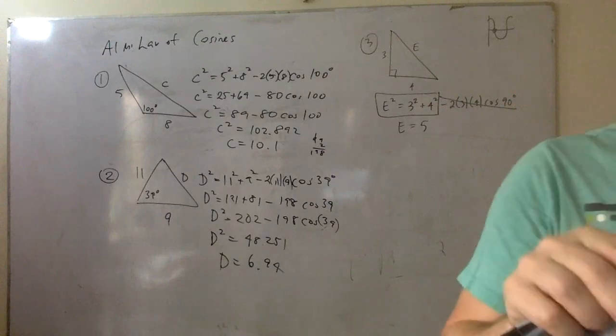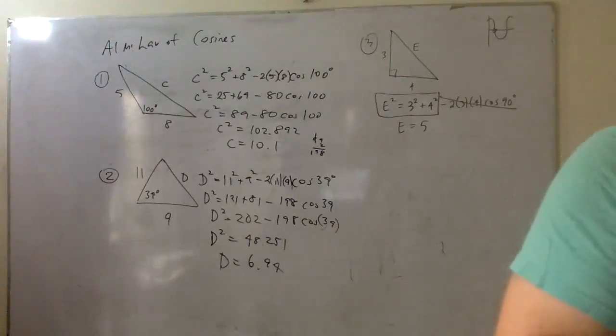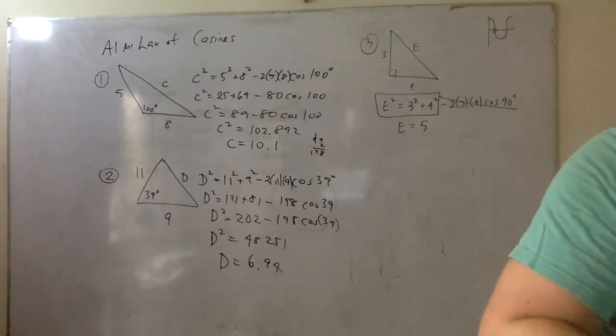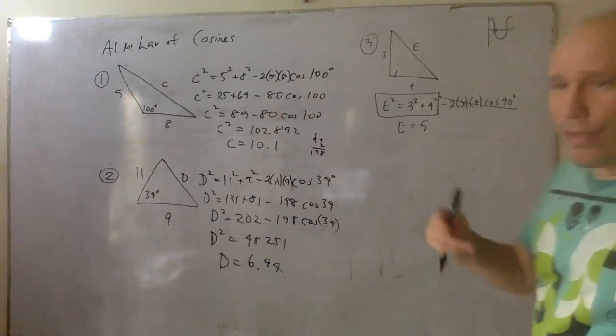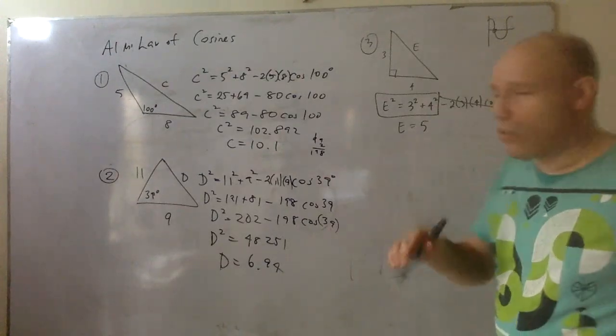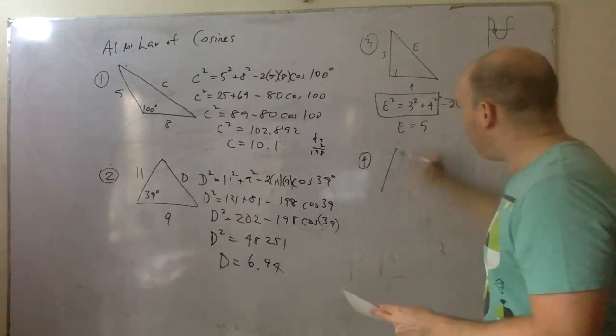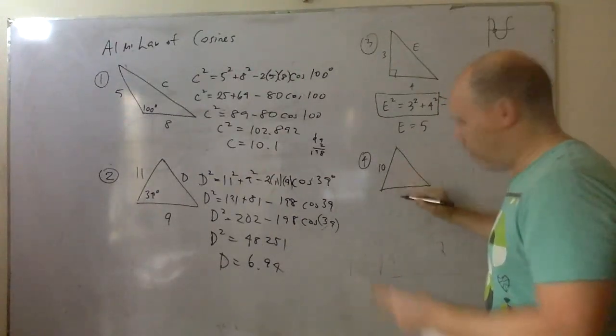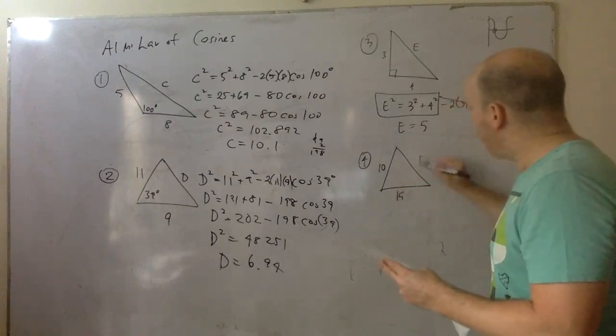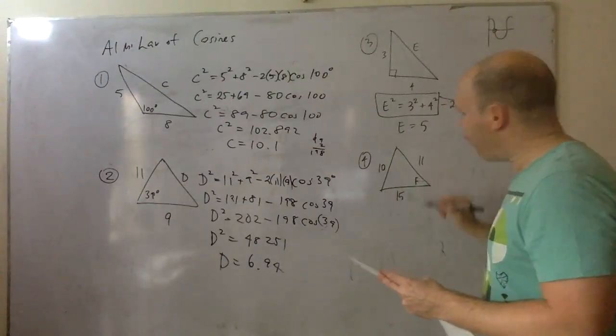Question number 4. Now we found the missing side. Let's find the missing angle, and then we'll get back to what I was talking about with the acute and the obtuse. Number 4, let's take a triangle with sides 10, 15, and 11. I want to call this angle F.